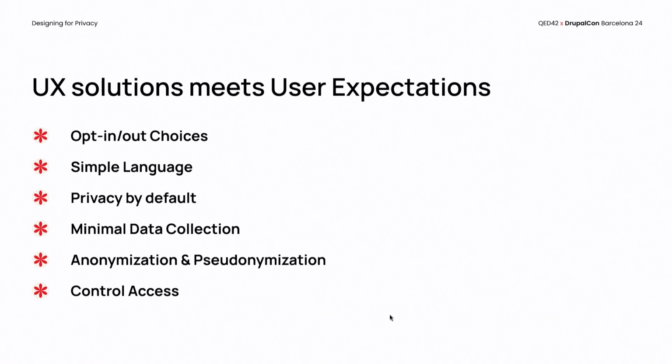So by default, my system is not going to track anything. You go ahead and make an informed decision that I want to share this information, and this is where it's going to get used, right? Simple language, avoid using legal jargon, as I mentioned earlier as well.